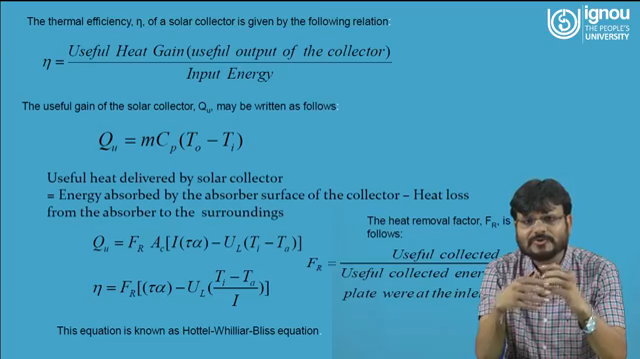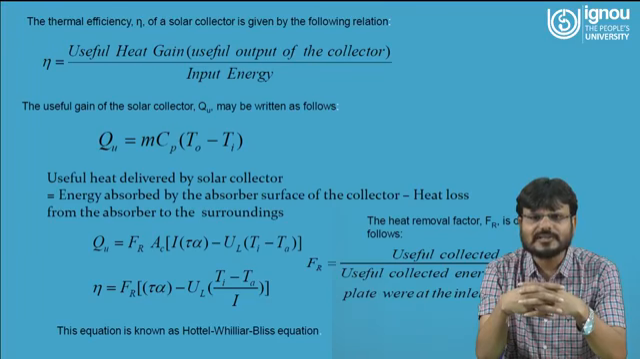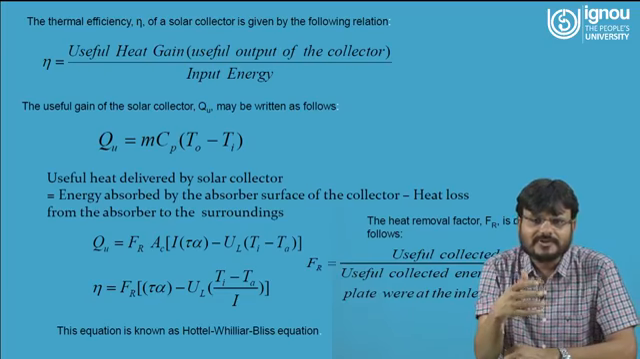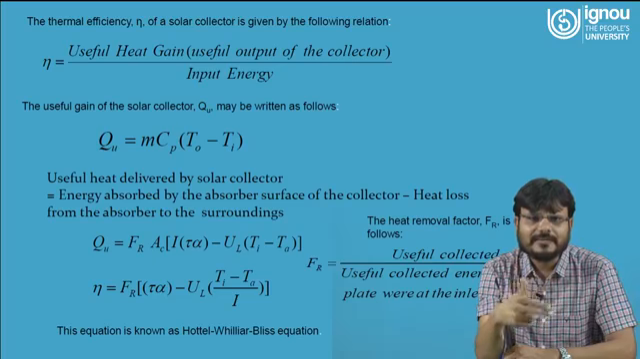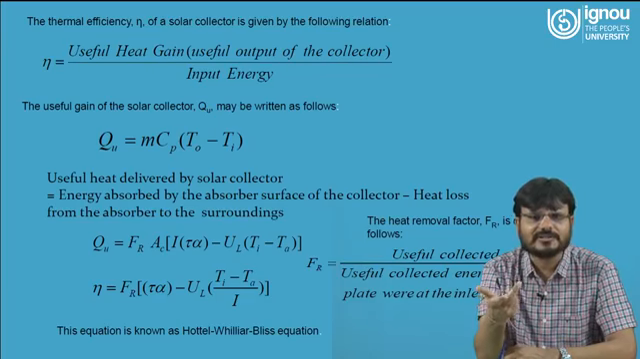Here you have to notice what Fr is. Fr is nothing but the heat removal factor, that is defined as the ratio of useful collected energy upon the useful collected energy if the absorber plate were at the inlet air temperature. Now a question arises, because we have talked about the solar air collector. Now you have to increase the efficiency of this particular solar air collector. So by this formula you can easily understand how the efficiency of this particular solar collector can be improved.